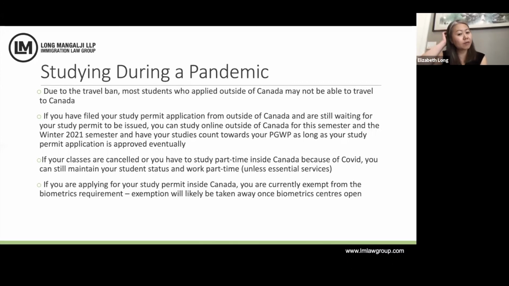But if you are applying for your study permit inside Canada and you've already applied for it, right now you are exempt from the biometrics requirement. Watch out for the news, because once the biometric centers are open, they probably will take this away. Currently, they have just announced that for permanent residents, applicants who still need their biometrics, they are now starting to open them up and calling them to arrange for special times for them to do it. They may not do this for temporary residents, so this exemption may still be in place for a while.